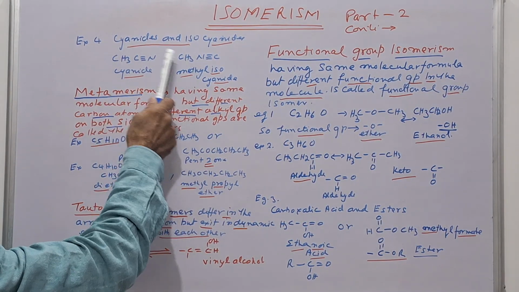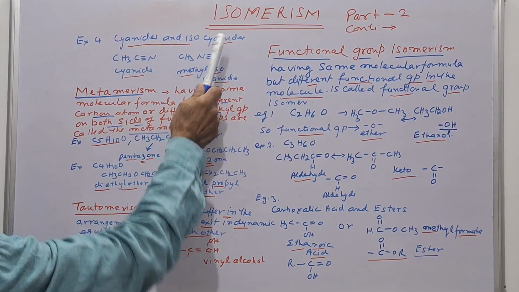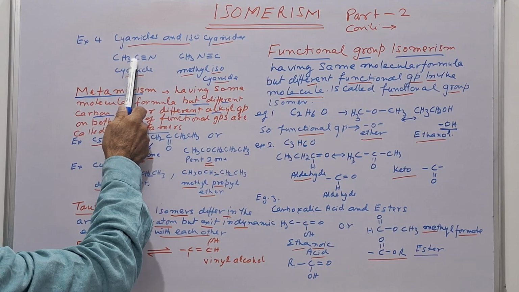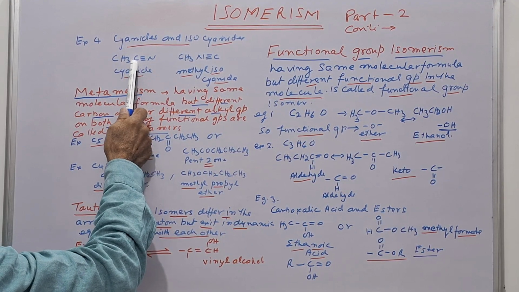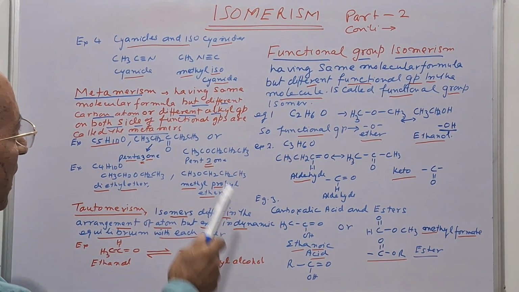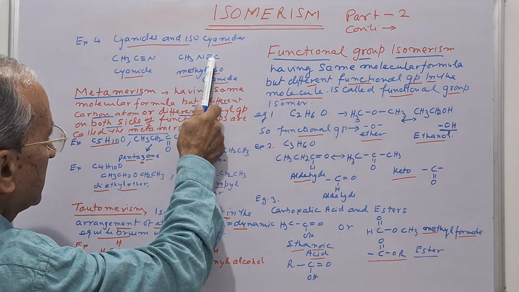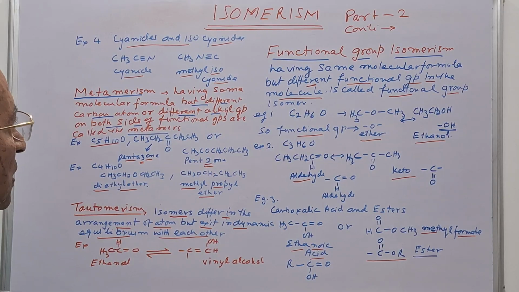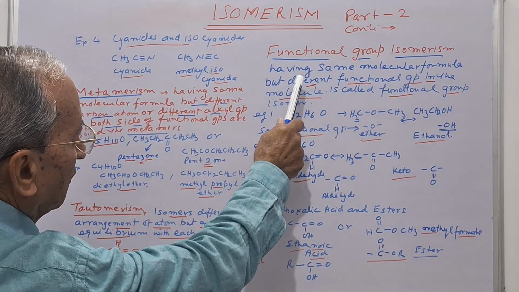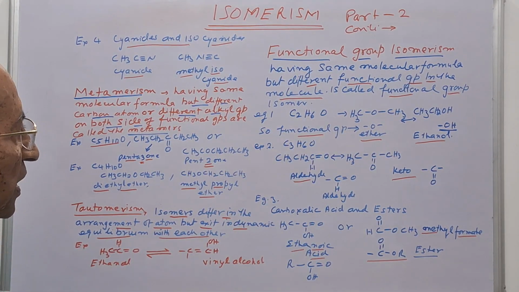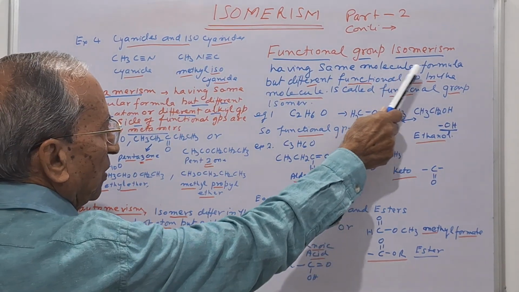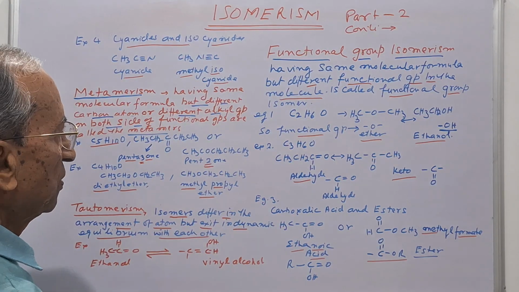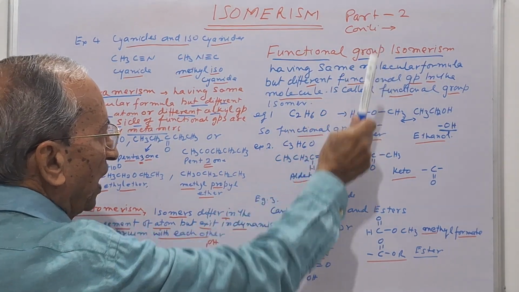Now we take one more example, that is cyanides and the isocyanides. Cyanide, that is methyl cyanide, CH3CN, with a triple bond between the carbon and the nitrogen, and when it changes to CH3NC, that is methyl isocyanide. So they are examples of the functional group isomerism, in which the same molecular formula but different functional groups in the molecule is known as the functional group isomerism.